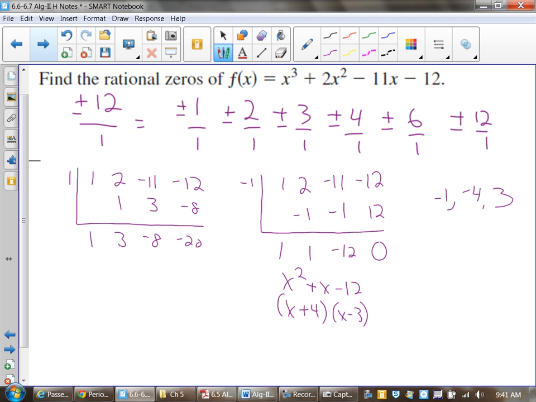All you have to remember when we're finding our zeros, always list out all the factors of the constant term divided by all the factors of the leading term coefficient. And that's how it clears itself through.